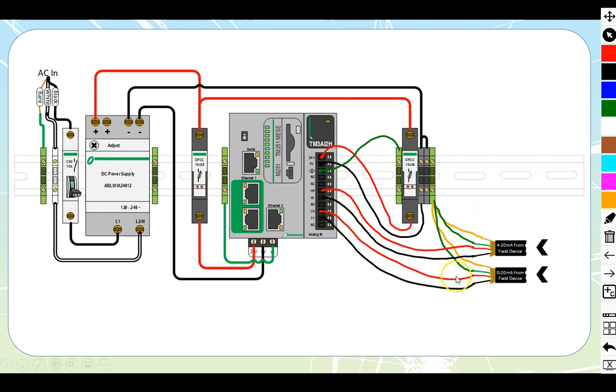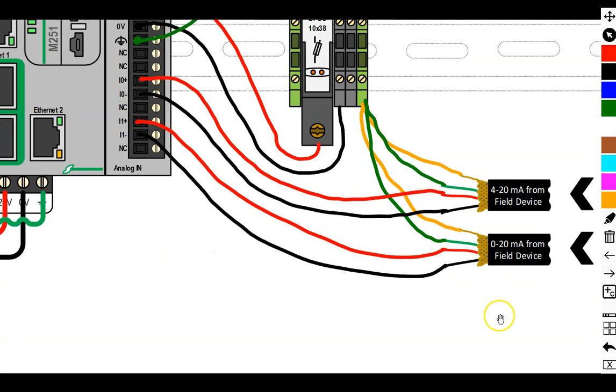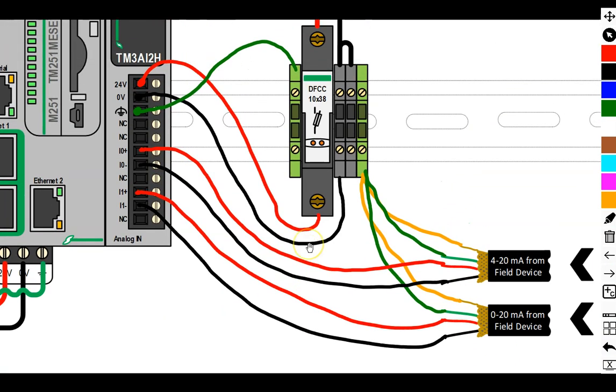And that's it. We'll zoom in so we can see it a little bit clearer over here. That is going to be my current sensing that I'm going to have. It would not matter which one you take inside of here. What you're going to have to do is inside of your programming later on, designate channel 0 as being, follow it through over here, 4 to 20 milliamp. And you'd have to designate channel 1 as being 0 to 20 milliamp.